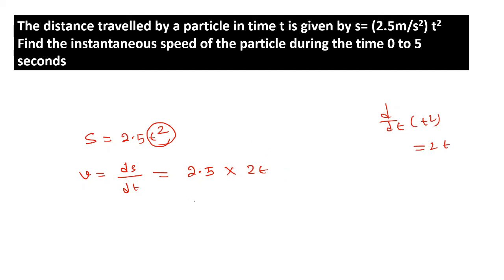Now we have to put the value of time, that is 5 seconds. So 2 into 5. What will be the answer here? The answer will be 25 meter per second. That is our instantaneous speed in this case. Is that clear to all of you? Okay, next.